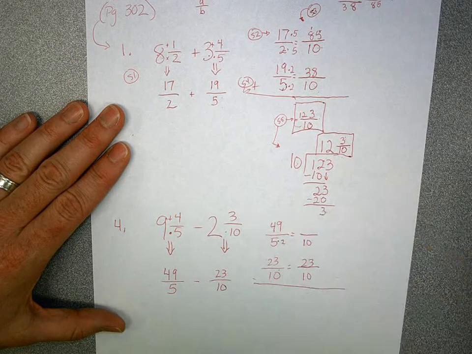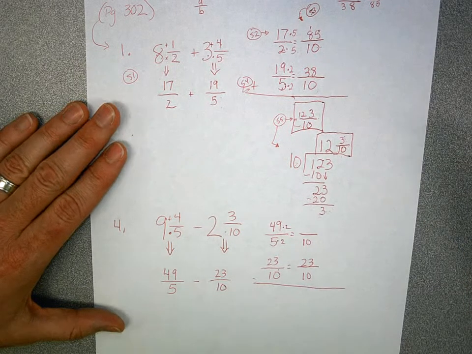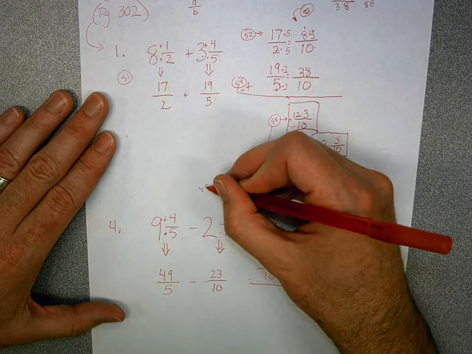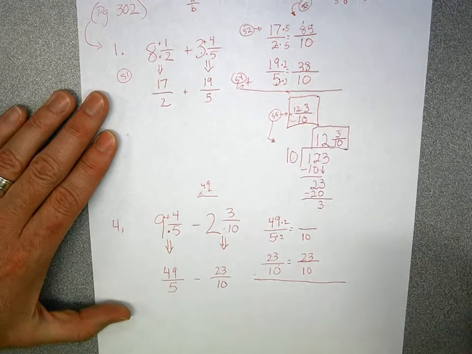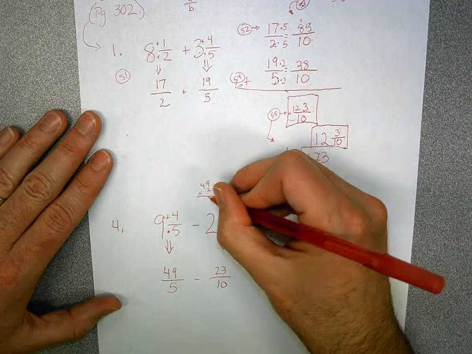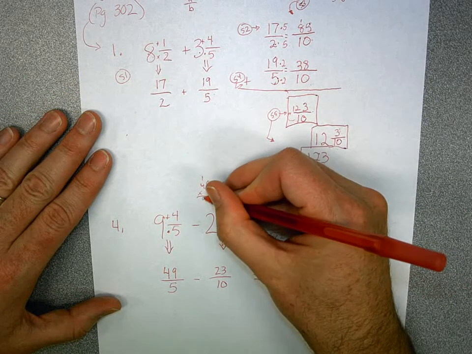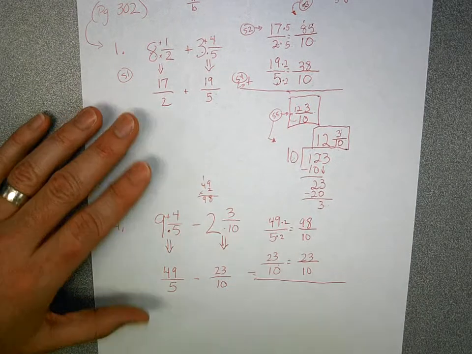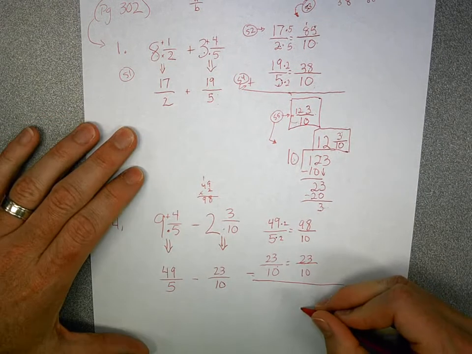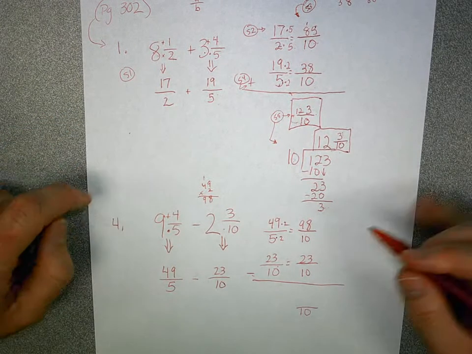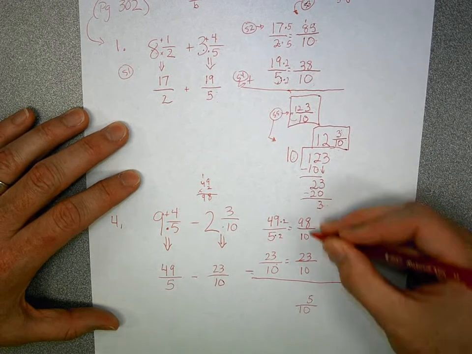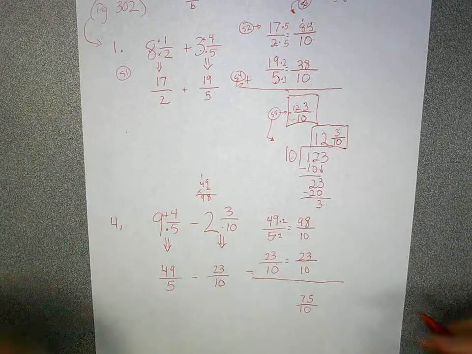5 times 2 is 10, so 49 times 2. I can go over to the side or up here, 49 times 2. And that's 2 times 9 is 18. That's 8 plus 1, so we get 98/10. Now be careful, okay, because this is an addition, this is subtraction. So our denominator stays as 10. And 98 minus 23, so 8 minus 3 is 5. 9 minus 2 is 7, so we have 75/10.